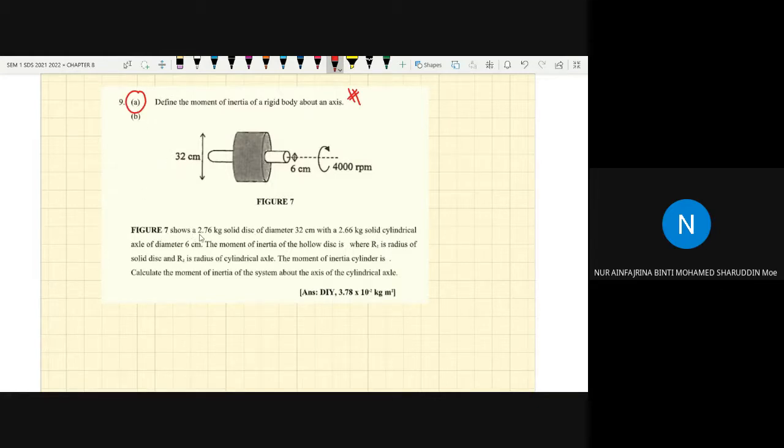Okay, figure 7 shows a 2.76 kg solid disc. So ini adalah solid disc of a diameter 32 cm. Dia dah bagi tahu dah diameter dia adalah 32 cm. Dia ada dua benda. Satu adalah solid disc. Okay, next one dia akan ada 2.66 kg solid cylindrical axle of diameter 6 cm. So ini pula adalah solid cylindrical.